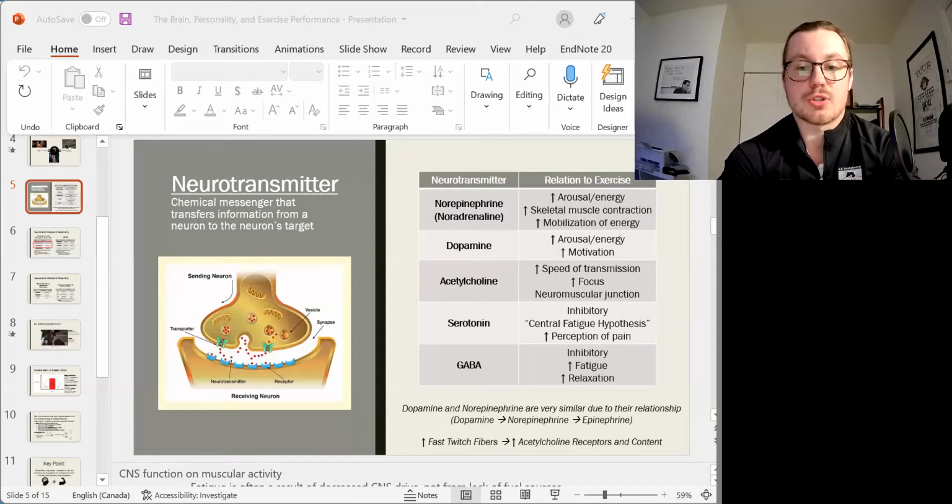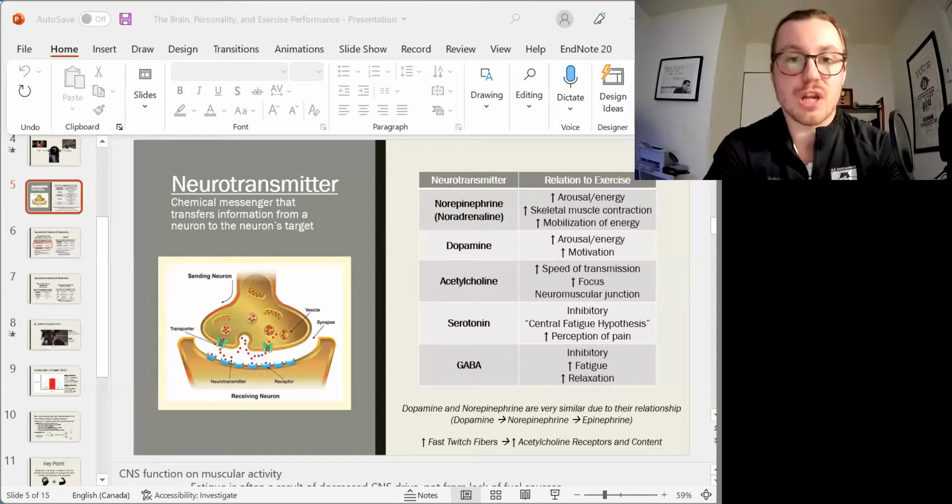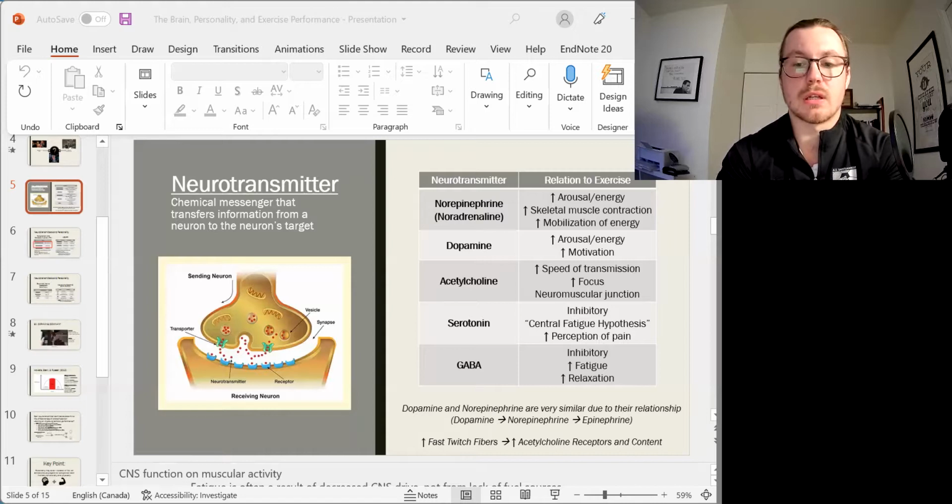Acetylcholine has been shown to be related to increasing the speed of transmission of neurons, as well as an increase in focus and mental performance. So I believe in another video, I'll be talking about attentional performance. But acetylcholine is also primarily known for its involvement in signaling muscle contraction and primarily being released in the neuromuscular junction, as I mentioned before.